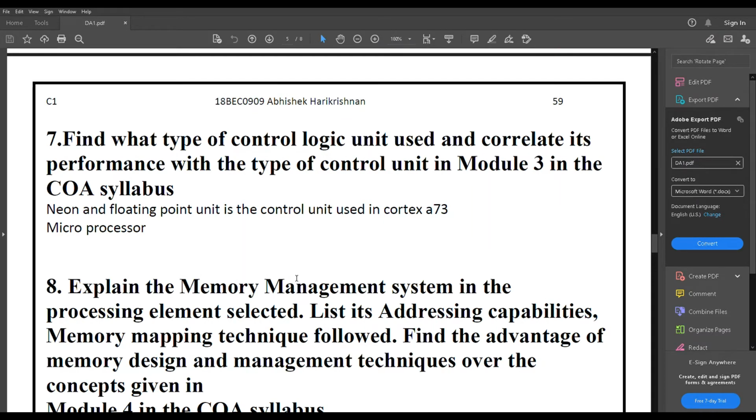In the next question, we have to find out the control logic type used and correlate its performance with the type of control unit in module 3 in the COA syllabus. The floating point unit used in this microprocessor is the NEON floating point unit, which has been discussed before in this video.